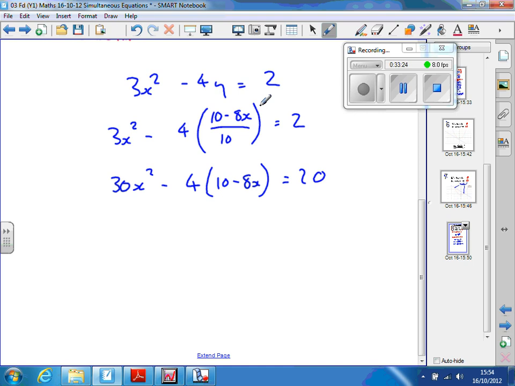Get rid of the brackets, yeah. For example, 2y squared would become 4y squared: if you squared the expression 2y, you get 4y squared. So, multiplying out the brackets, 30x squared minus 4 times 10 is minus 40. And watch this bit: minus 4 times minus 8 is plus 32x. So be careful of that double negative when you're multiplying out brackets.